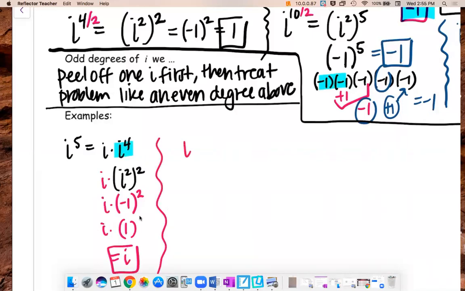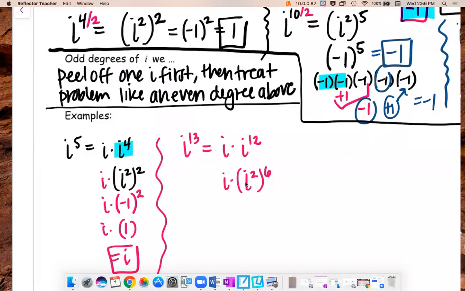Okay, let's do it again. i to the 13th. You first peel off an i. So if I take one i out of here, I'm left with 12 of them. And then I want to think about how many i squareds are in here. What's the number I can multiply 2 by to get 12? Well, it's 6. So I'm going to write this as i squared raised to the 6, because 2 times 6 becomes 12. And I have this other i in front, and we're just ignoring this for now.